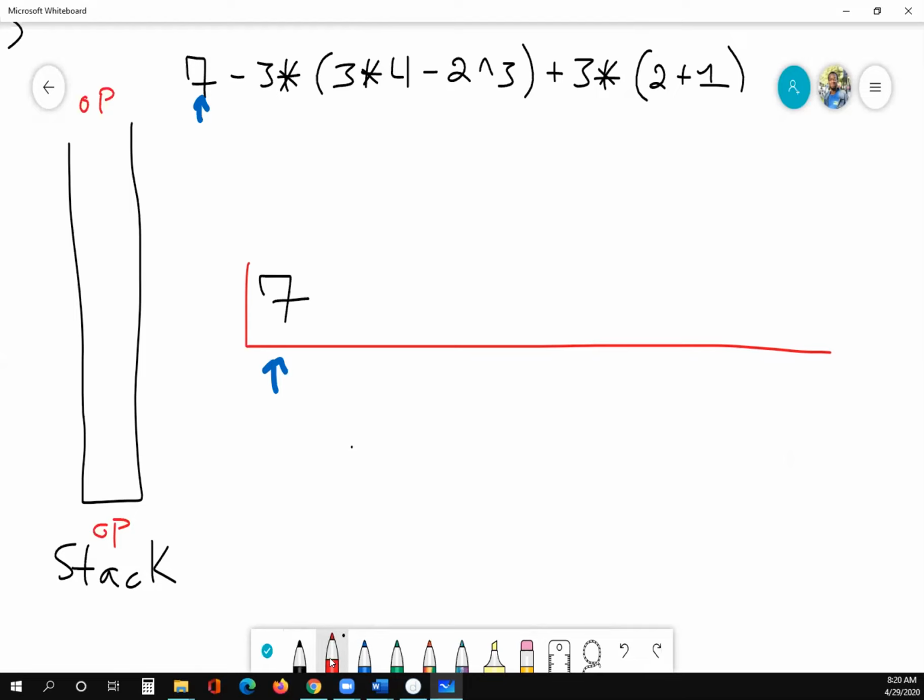Let's call it field. Now we're looking at the next place, which is an operator that gets pushed into the operator stack. So now we look at the next one. We just go by place, which is an operand, and that gets pushed into the field. Then we look at the next one, which is an operator.